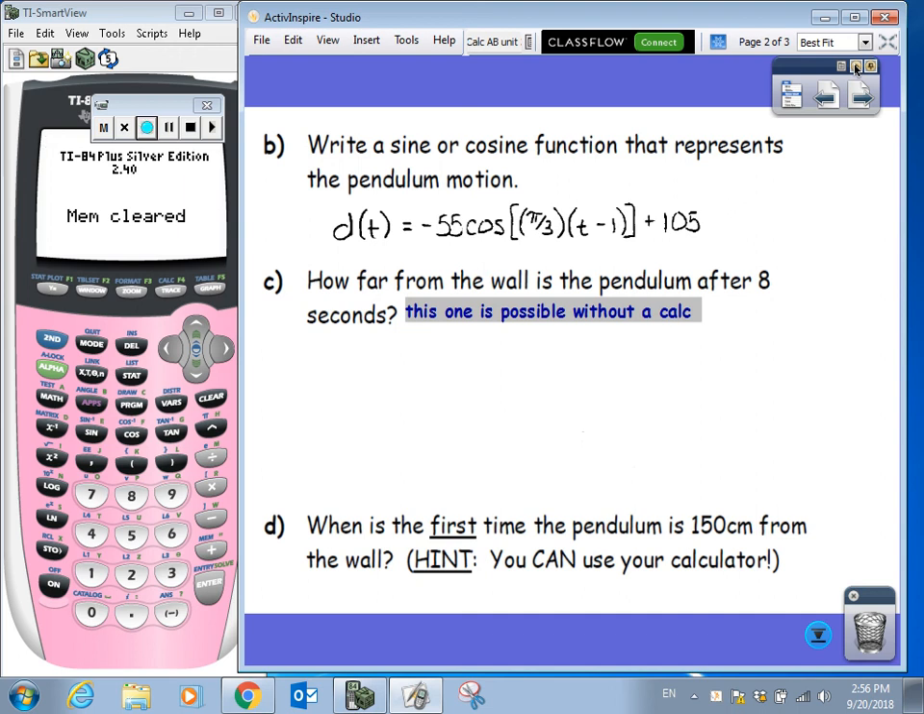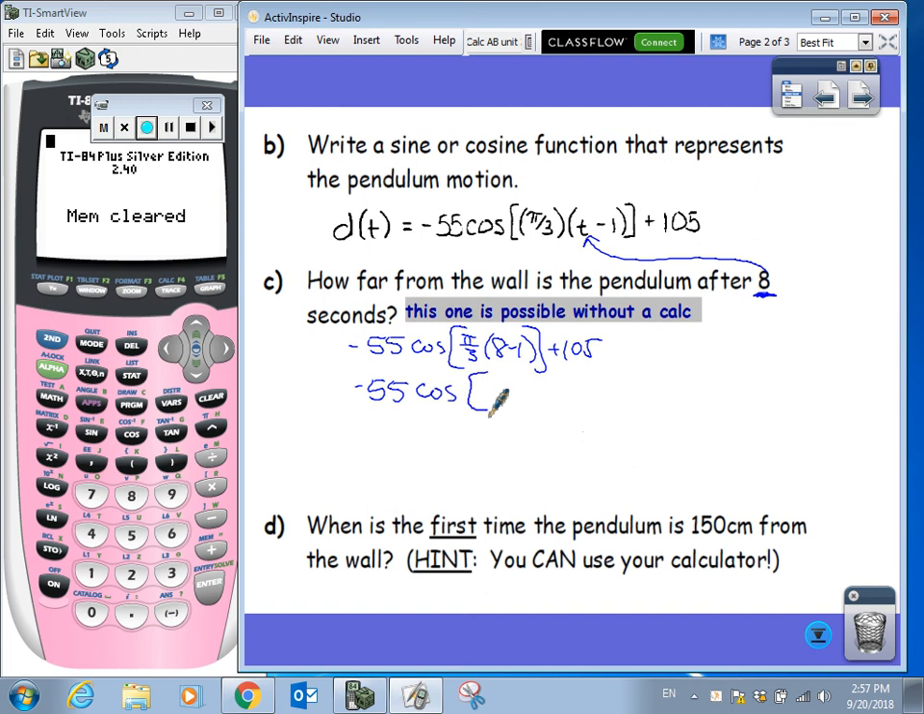So what we do is we plug in 8 seconds for t. So negative 55 cosine pi over 3 times (8 minus 1), plus 105. And then I just do that math.